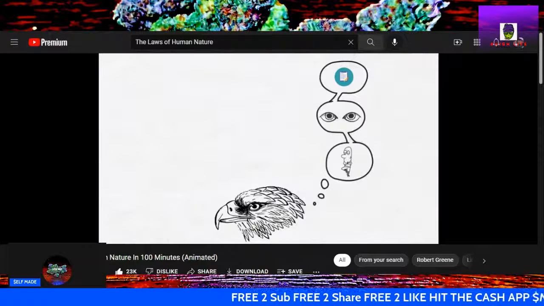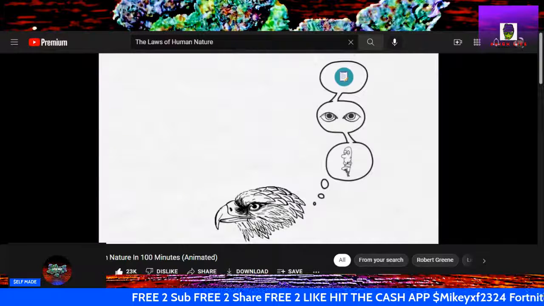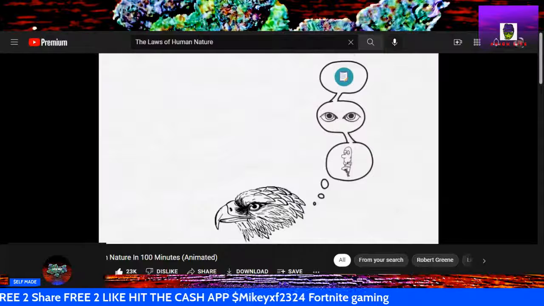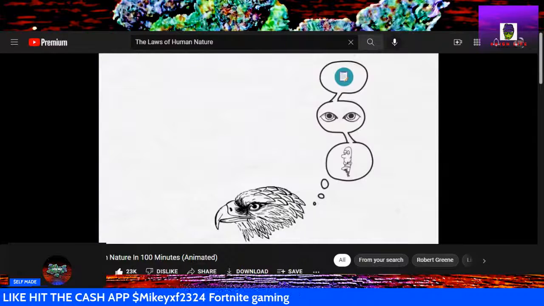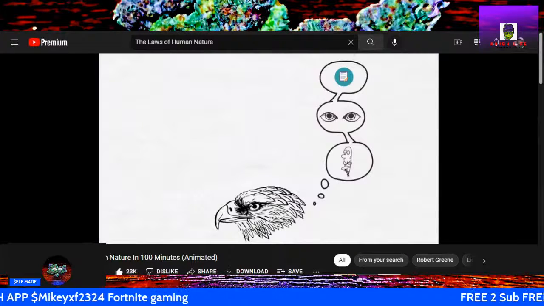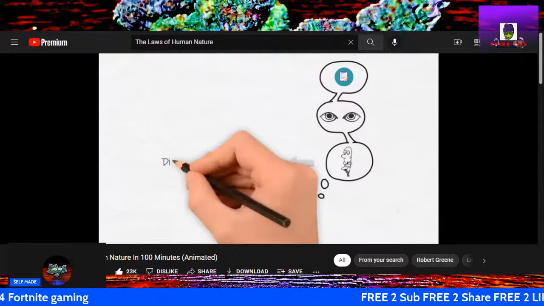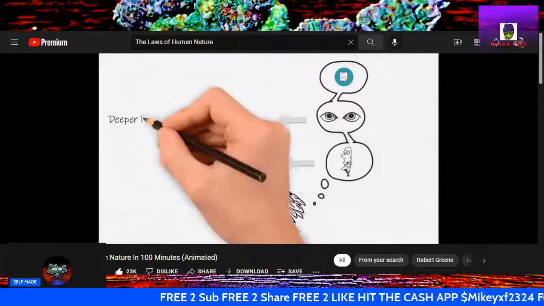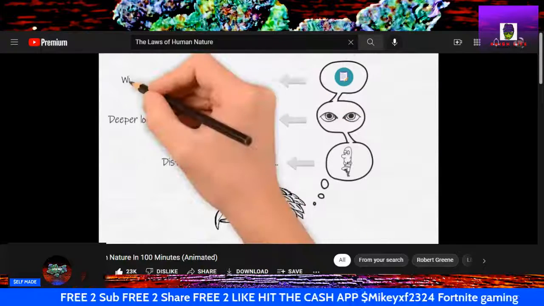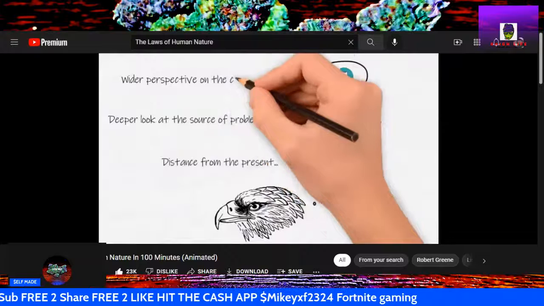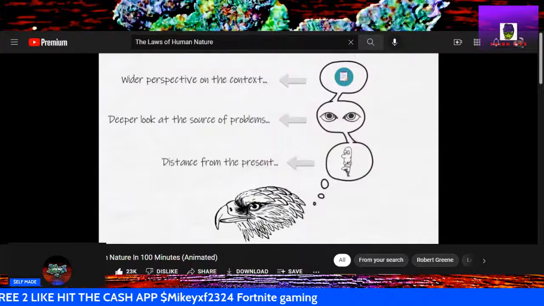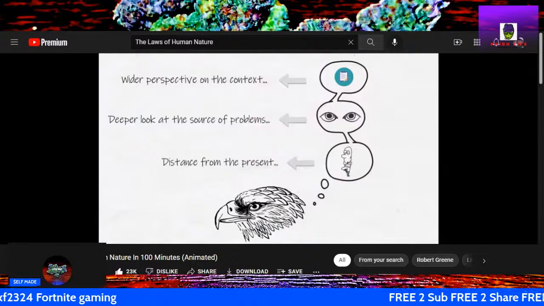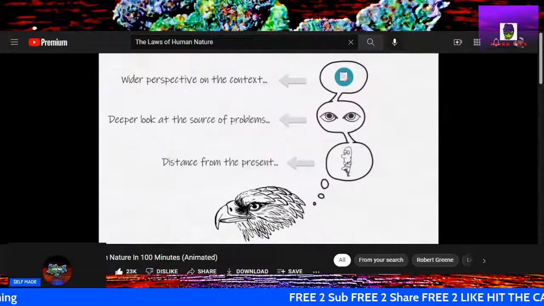We force ourselves to look at the overall context of the event, not just what immediately grabs our attention. We focus on our long term goals and realign our priorities in the present according to them. In simple words, this process involves a distance from the present, a deeper look at the source of problems, a wider perspective on the overall context of the situation, and a look further into the future, which obviously includes the consequences of our actions and our own long term priorities.